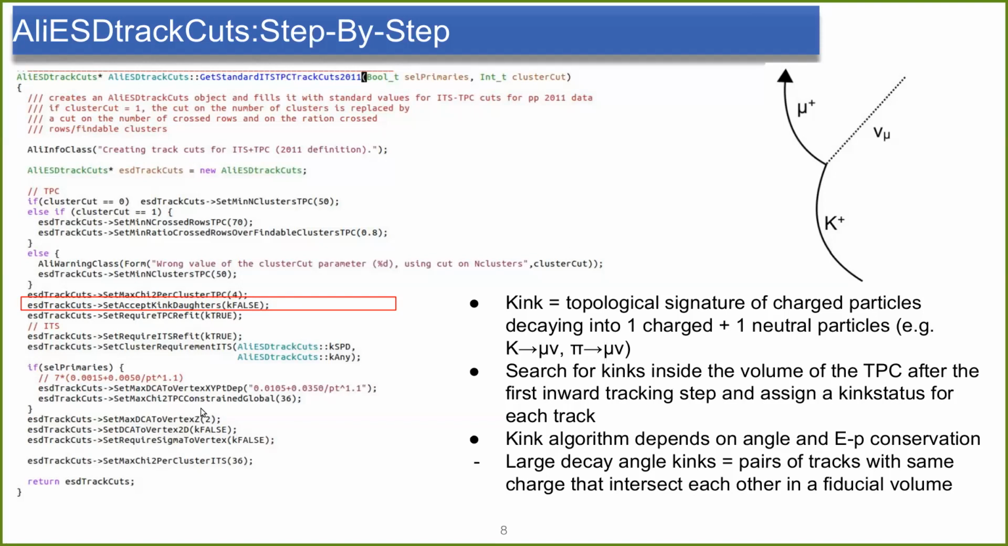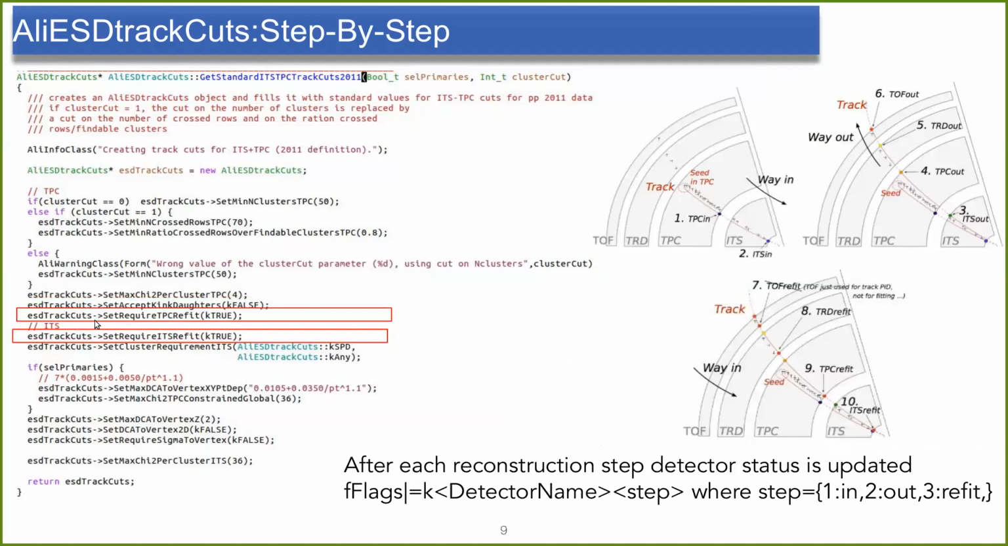Now we have another two conditions, which we can see here: set required TPC refit and set required ITS refit. We set them to true. So we basically select those tracks which have a successful status when we do the refitting. So what is this refitting? Probably it is related to the tracking, how we reconstruct our track. Probably this will be discussed in the detector lecture.